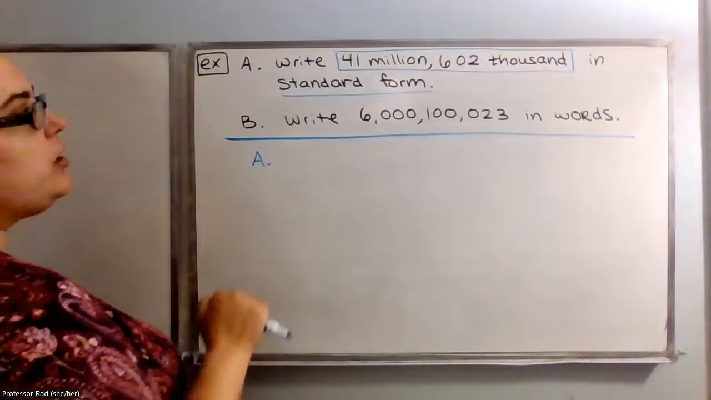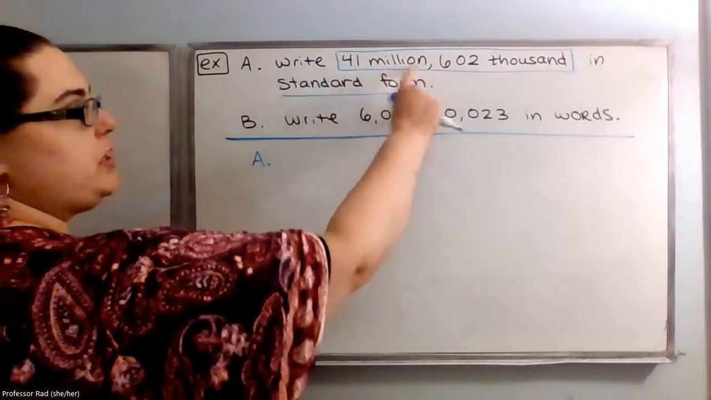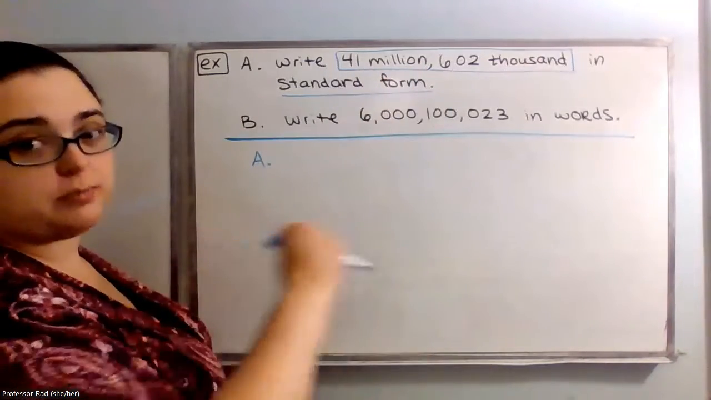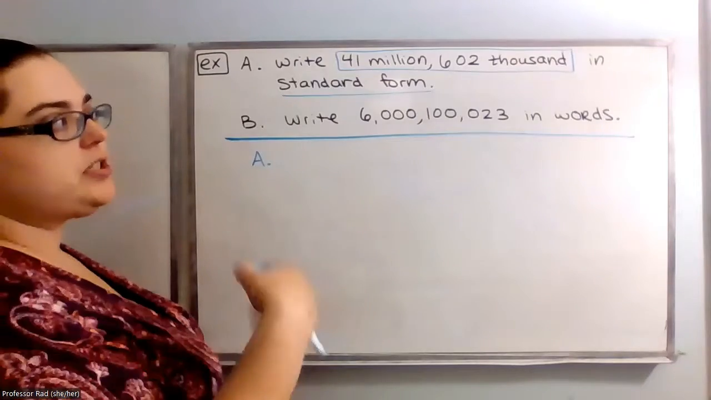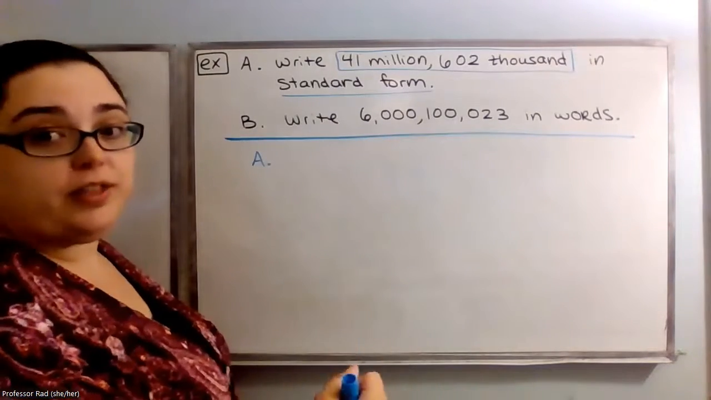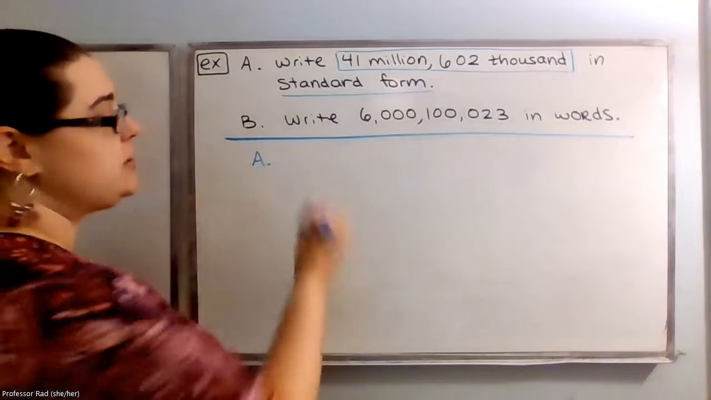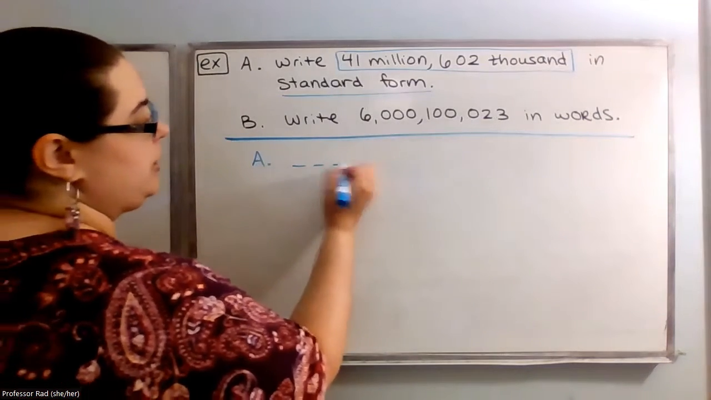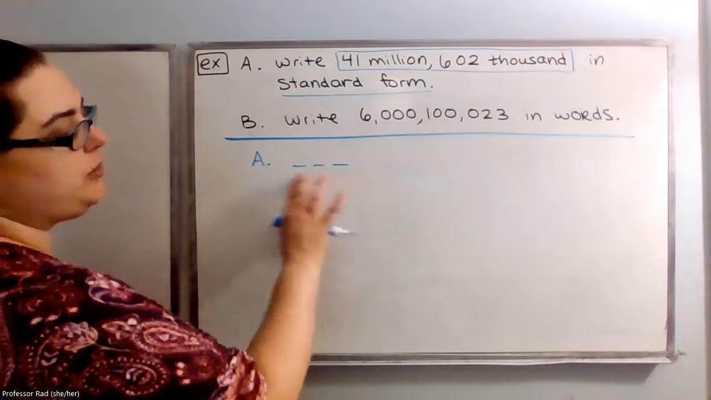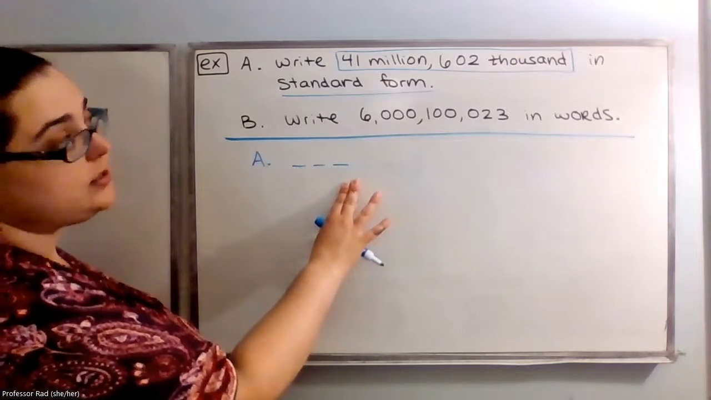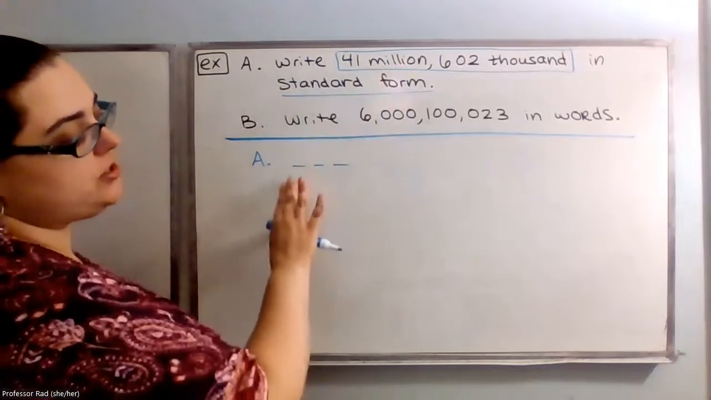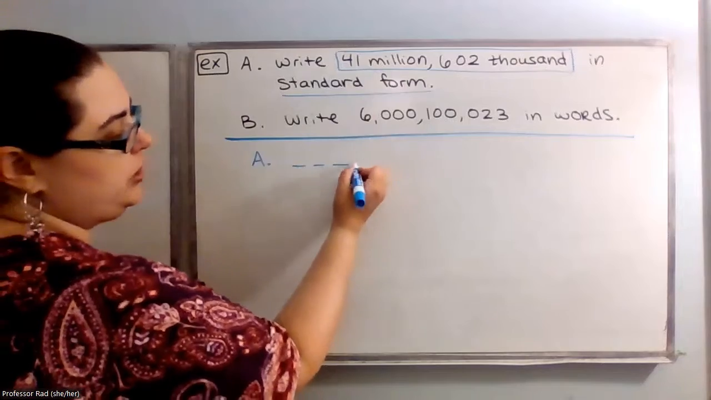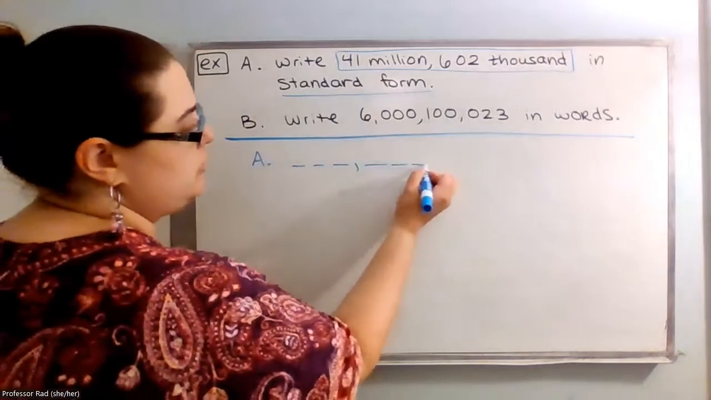So for part A here, we have 41,602,000. Because we're starting out with a million, I know that I'm going to have to put some dashes or dotted lines up to the millions period. Remember that a period is a group of 3 digits. So I'm going to start out with just one period. If I have just one period, that's going to be the ones. I need to go up to millions. So this is not going to be enough. So I'm going to put a comma and then 3 more.